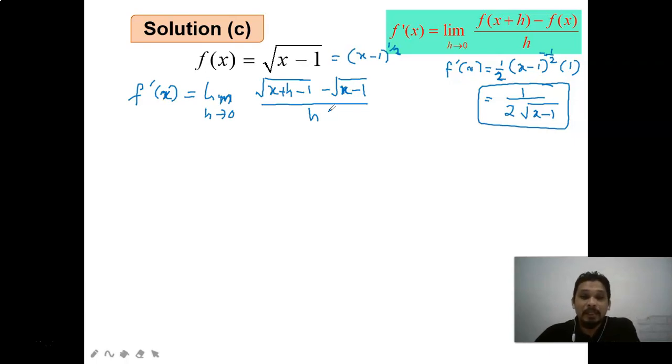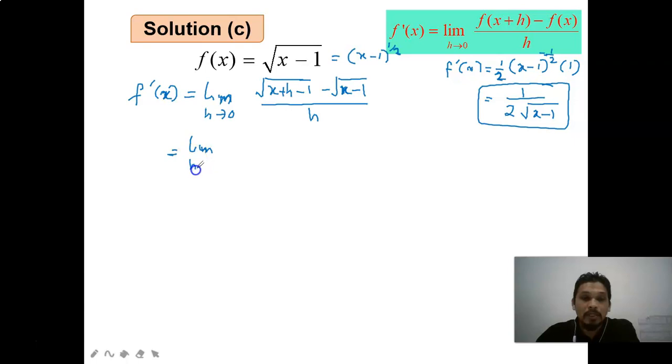Okay, we cannot simply substitute h equal to 0 here, because if h equal to 0 here and h equal to 0 here, square root of x minus 1 minus square root of x minus 1 equal to 0, and divided by 0. So meaningless here.